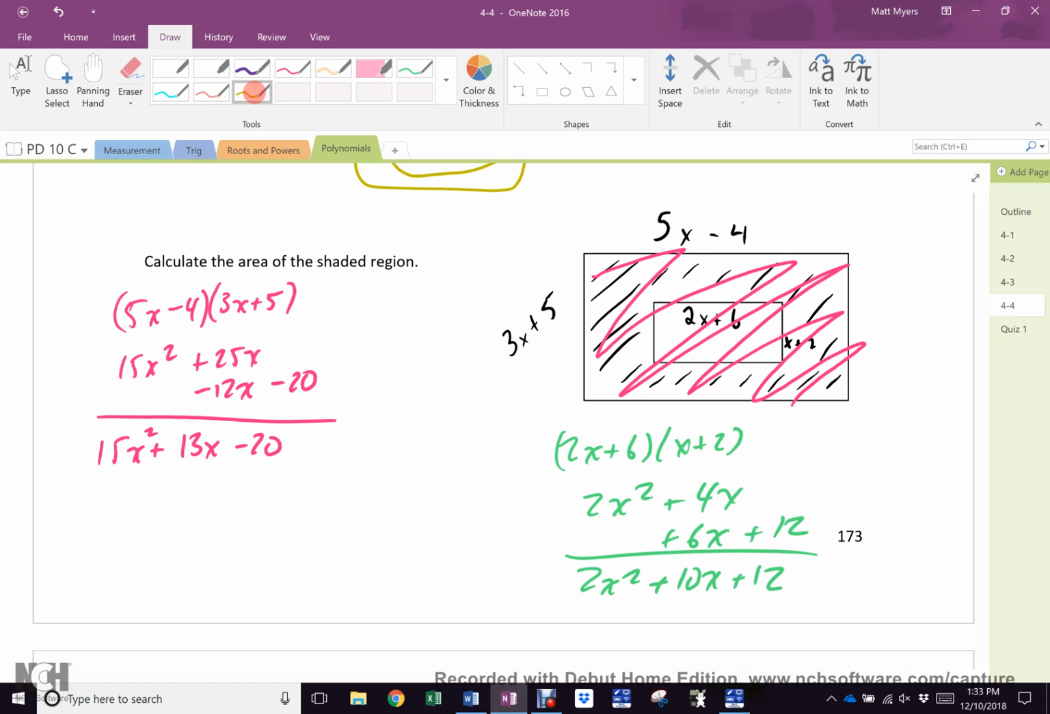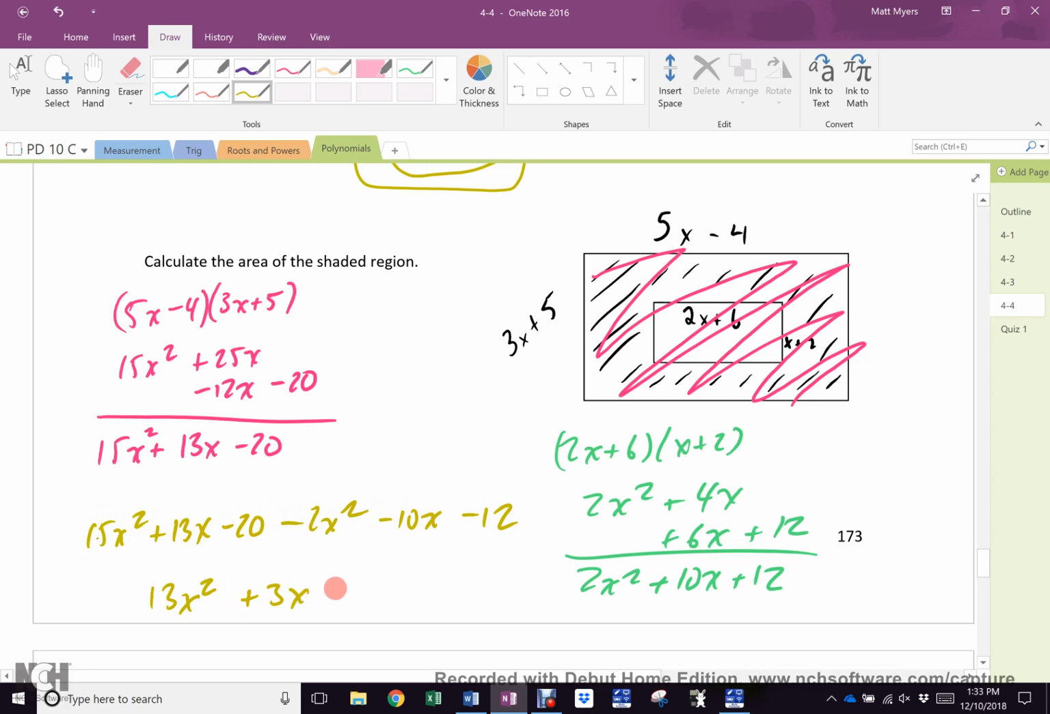Okay, so you're going to subtract them. So it's going to end up being, because the negative sign has to go into the bracket, you know what I'm talking about? Distribute: 15x squared plus 13x minus 20 minus 2x squared plus 10x plus 12. And then the answer is 13x squared plus 3x minus 32.